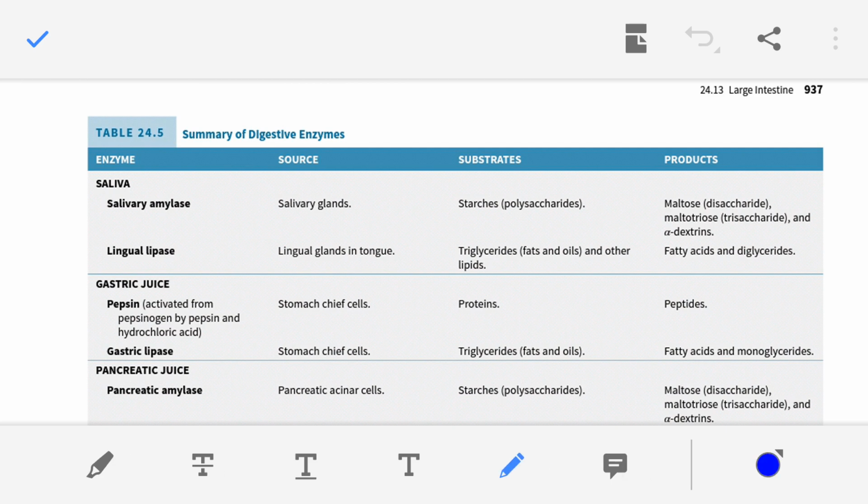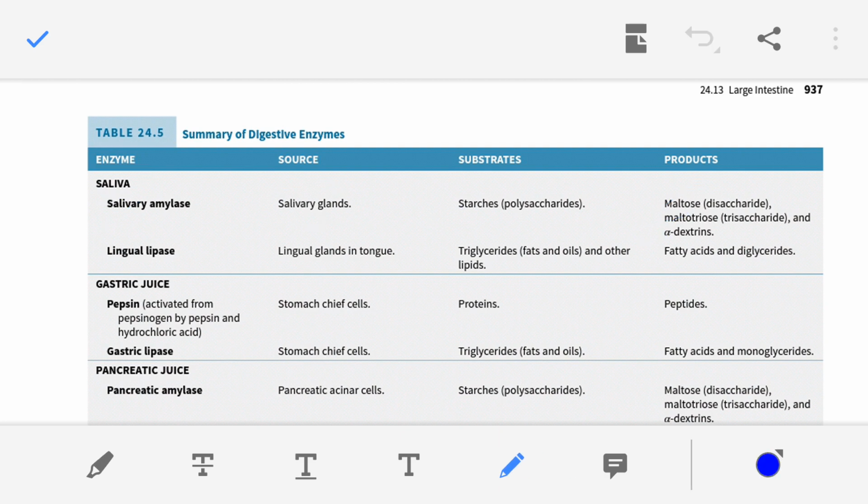First, enzymes of saliva. Saliva is secreted by salivary glands in the mouth. In the saliva, salivary amylase enzyme is there. Salivary amylase digests the starch, and the products of starch digestion are maltose, maltotriose, and alpha dextrin.